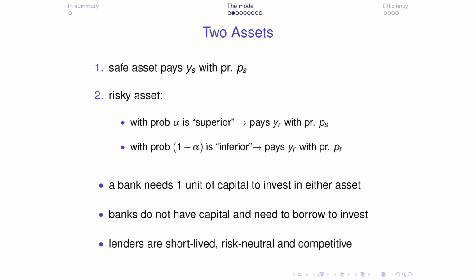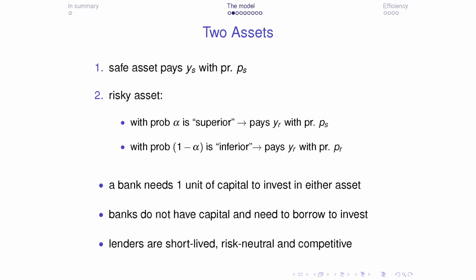There are two assets. So forget about the new assets. There is only one safe asset that pays YS with probability PS, and there is a risky asset. The risky asset with probability alpha is going to be superior, and with probability 1 minus alpha is going to end up being inferior to the safe asset, in the sense that when it's superior, it pays YR that is bigger than YS with the same probability. And when it's inferior, it still pays YR, which is higher than YS, but with a lower probability.